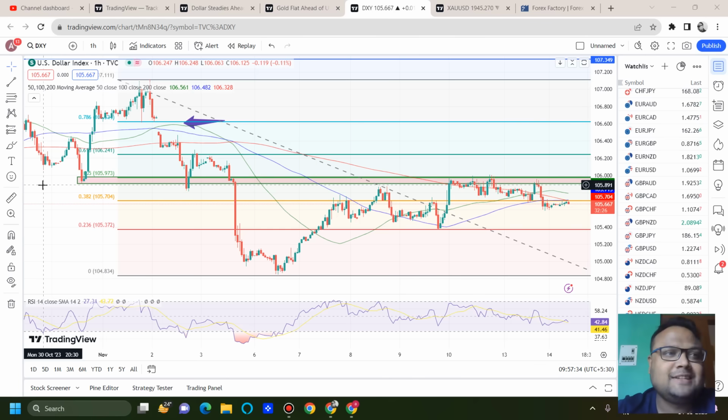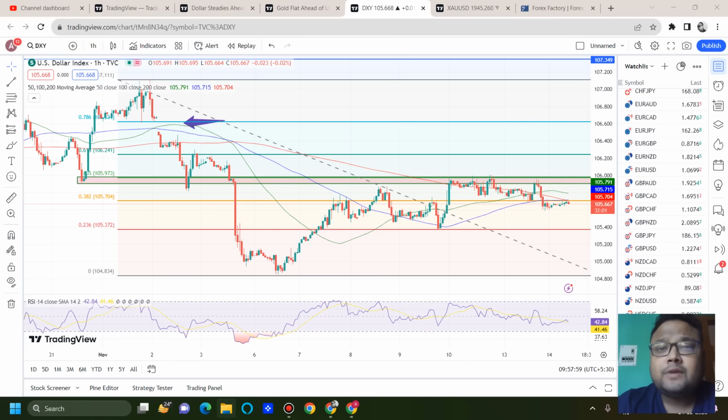So let's get started. My dear friends, this is the chart of the US dollar index, DXY, in front of us. As we all know, we have an important event, CPI. So as a result, you can expect that there will not be much volatility and craziness in the market, because before a major event like CPI and FOMC, the market prefers to stay silent.